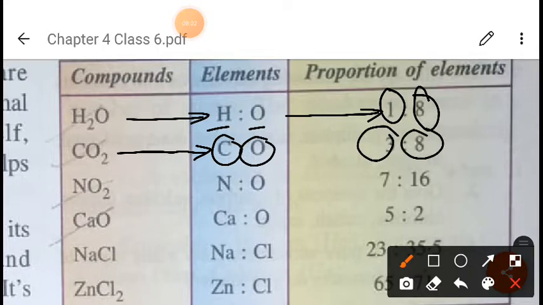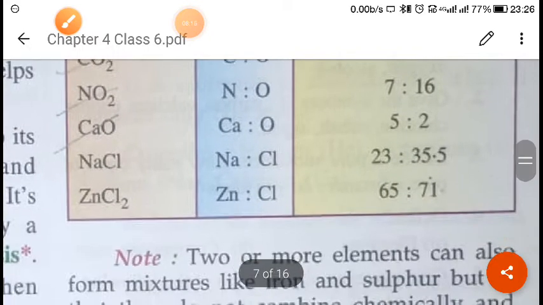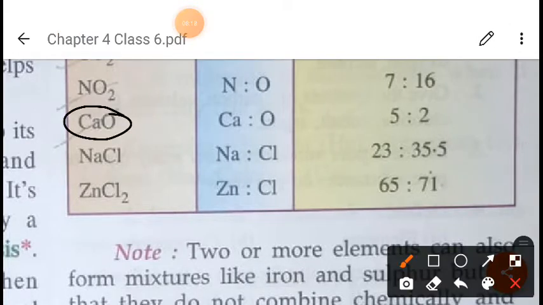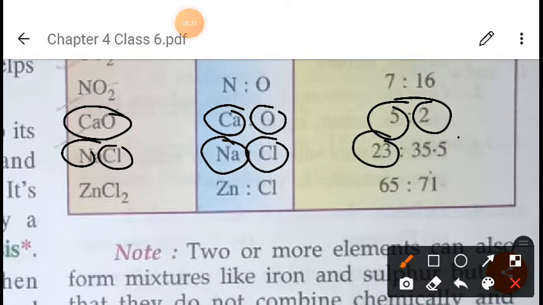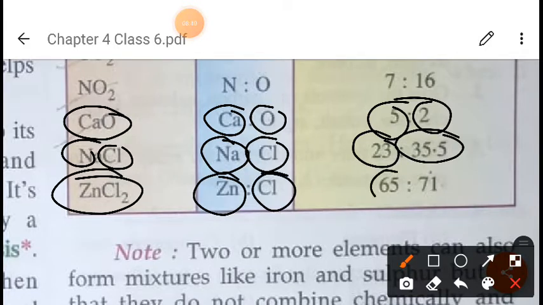Now next, nitrogen dioxide is made up of nitrogen and oxygen, okay? Here nitrogen is 7 parts and oxygen is 16 parts, right? Now next, calcium oxide is made up of calcium and oxygen. As you can see, calcium is 5 parts and oxygen is 2 parts, right? Next is NaCl, made up of sodium and chlorine, and here 23 parts of sodium and 35.5 parts of chlorine, okay? Here ZnCl2, zinc chloride, is made up of zinc and chlorine in a ratio 65:71. They combine to form zinc chloride, right?